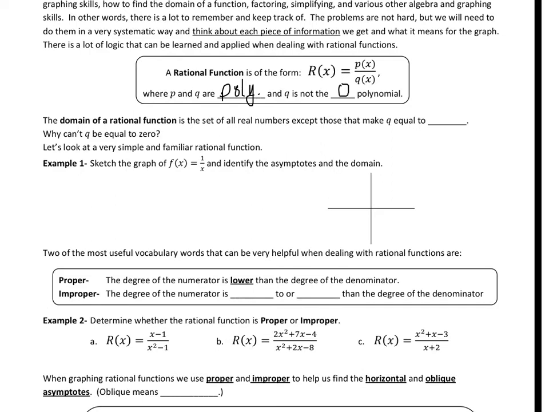So let's talk domain here first. What is the domain of this function? What can't x be? X can't be 0, right? Now let me give you a little piece of information. Wherever the domain is undefined, in this case it's 0, that's where you have a vertical asymptote. So on this graph we have a vertical asymptote at x equals 0.